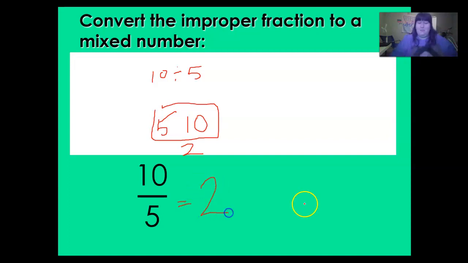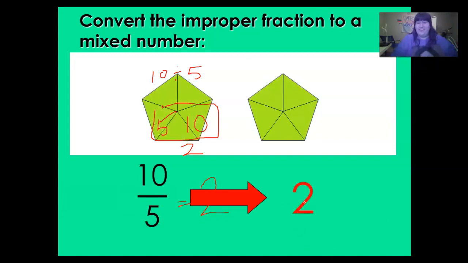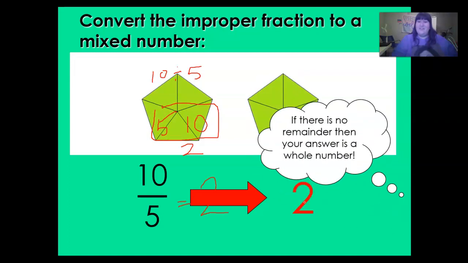10/5 is the same as 2, or 2 wholes. If there's no remainder, then your answer is a whole number.